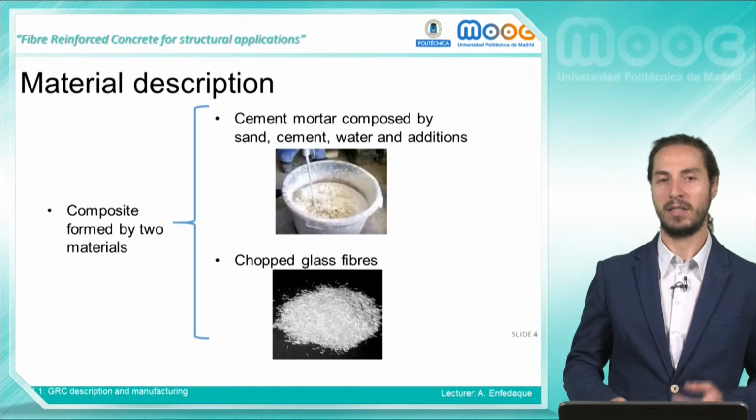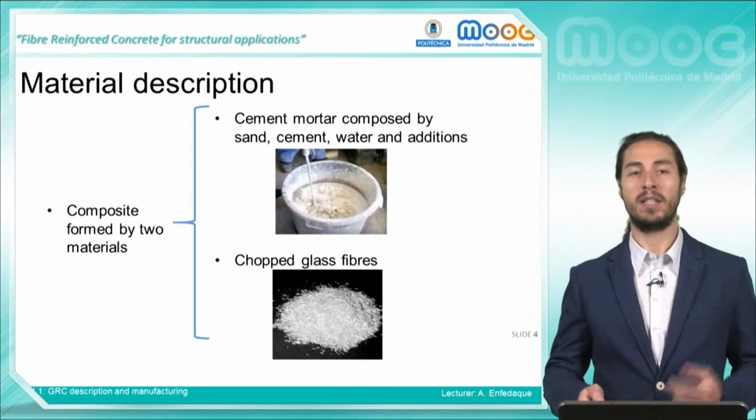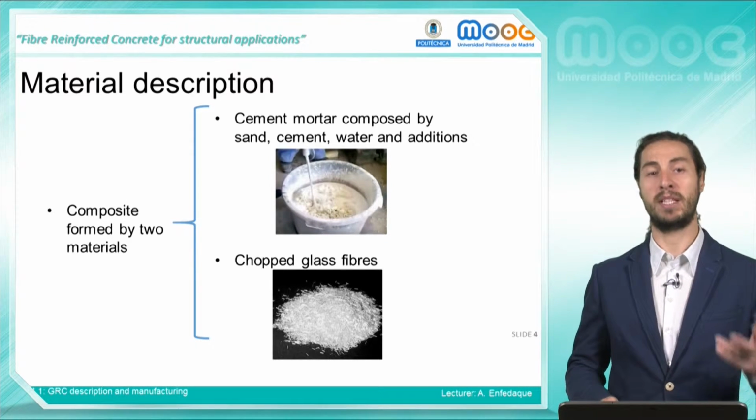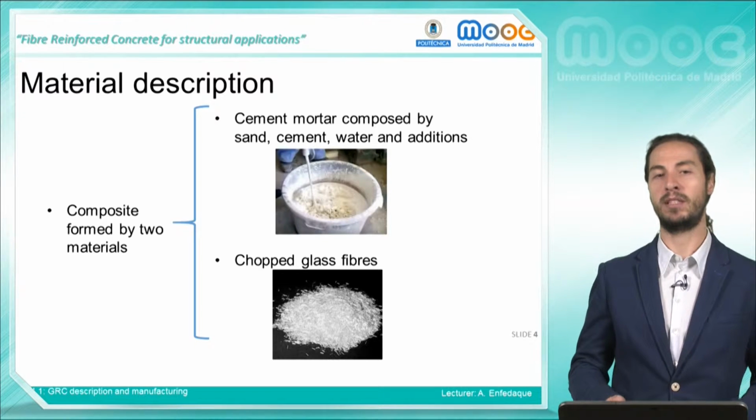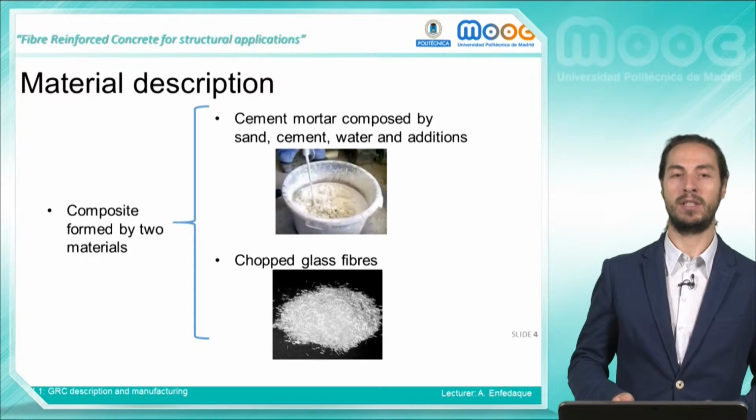Regarding the cement, there are no limitations in the election of the type of cement used. However, if the characteristic gray color of cement is not desired, it is recommended to use white cement. Drinkable water is used for GRC manufacturing.